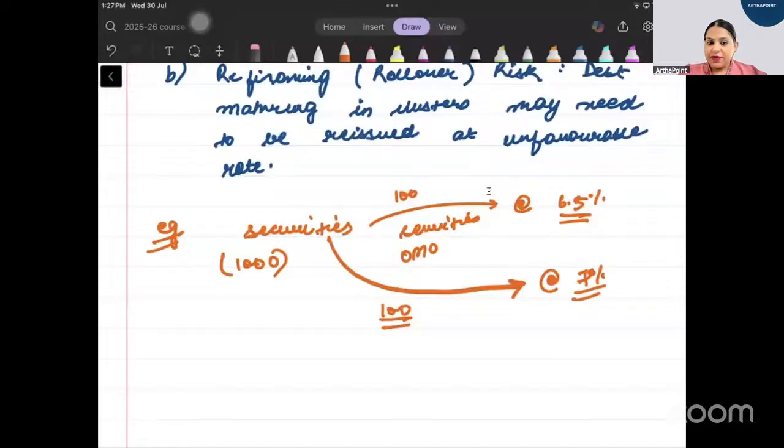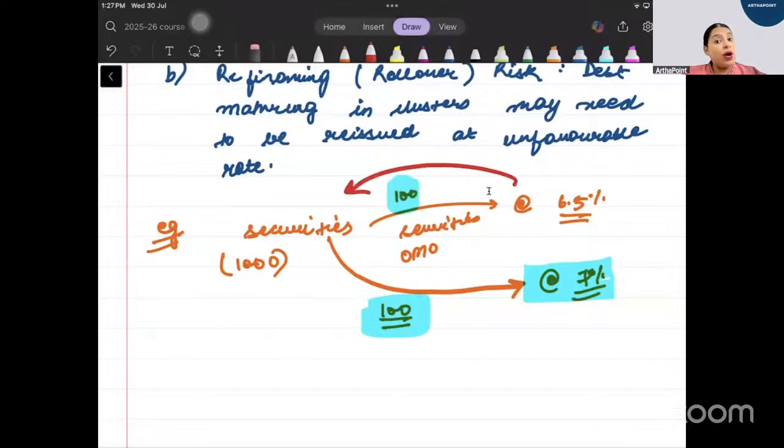Now just understand, you are financing yourself, you're raising more money, but you're raising it at a higher, unfavorable rate, which is not something that you wanted to do, but you're going ahead and doing that, right? This is refinancing risk. Or even suppose when these 100 securities matured, एक साल बाद ये mature हो गई, and you again need this money, maybe you're now issuing the same 100 securities at a higher rate because the market rate has increased, right? And this is the refinancing risk that we have. Okay, fine.